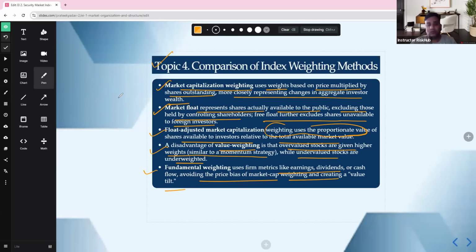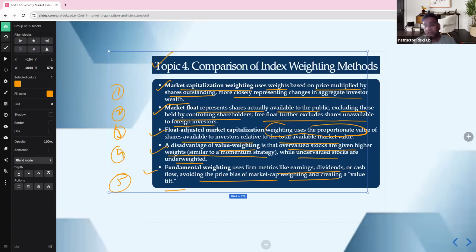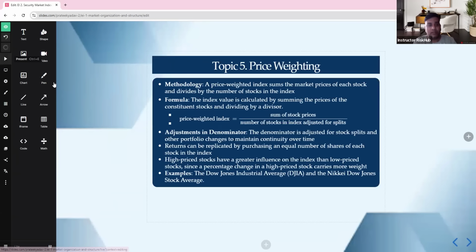So you need to know, right? This 1, 2, 3 is kind of a summary, a comparison of different index methods, where to use, what to use. That will give you an idea of what the problems are with each.